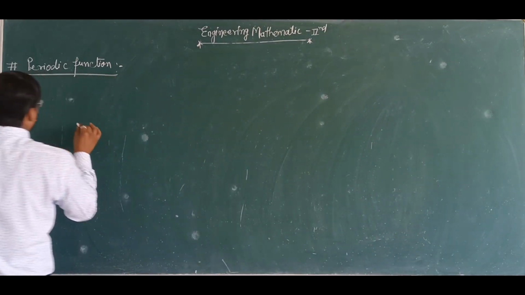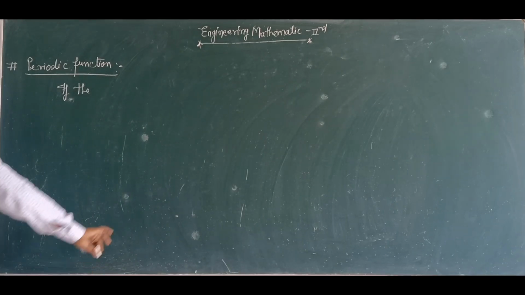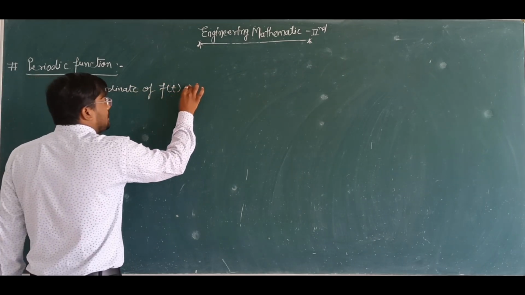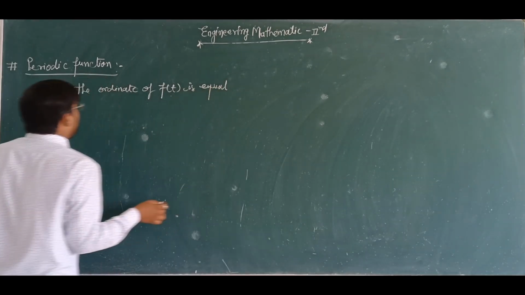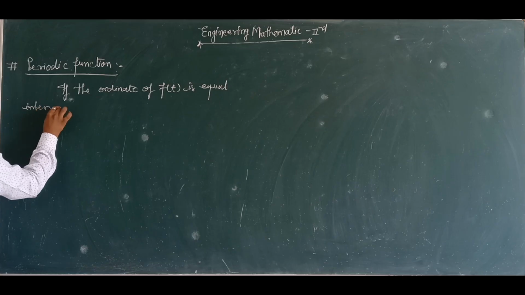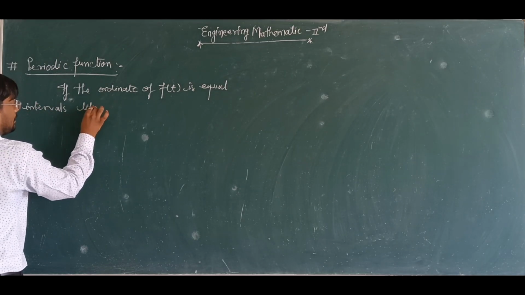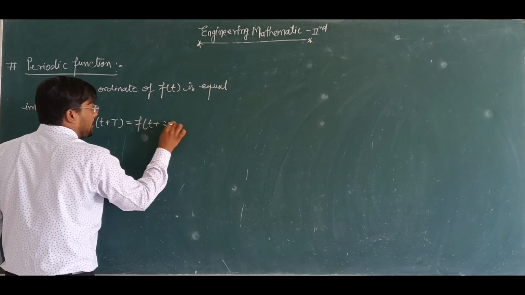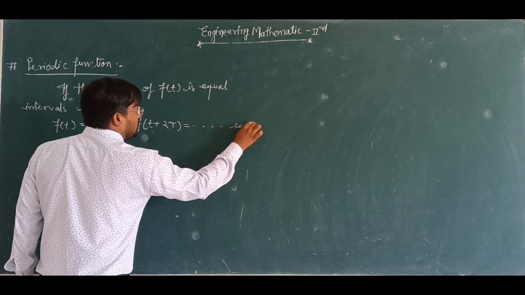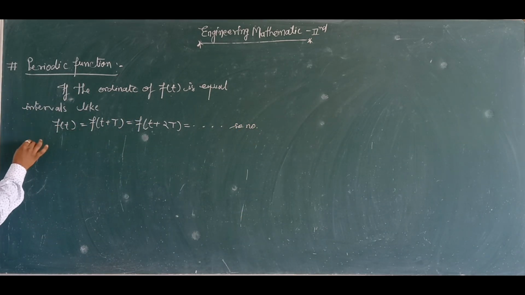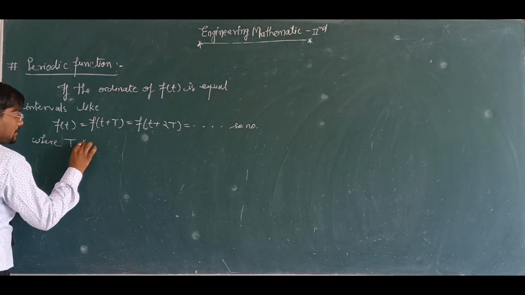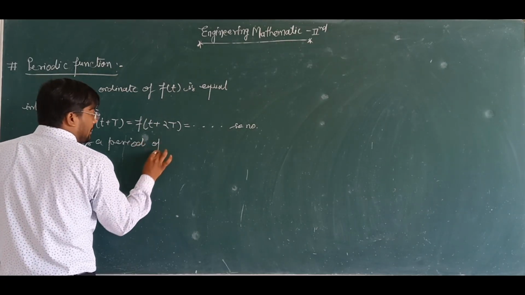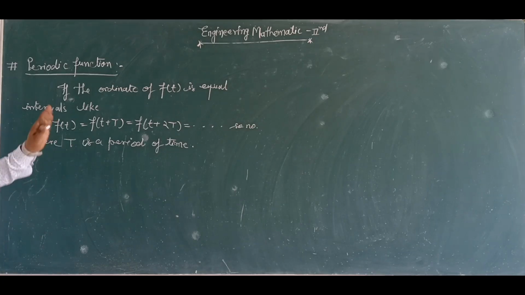You can note down: if the ordinate of f(t) is repeated at equal intervals, like f(t) is equal to f(t plus capital T) is equal to f(t plus 2T) and so on, where T is a period of time, this is known as a periodic function.